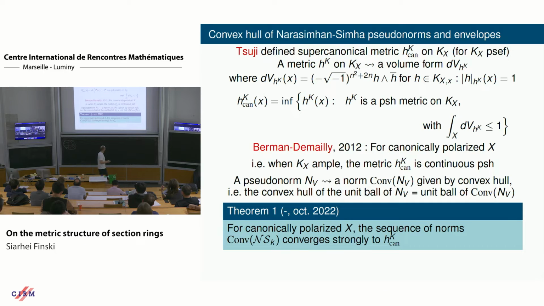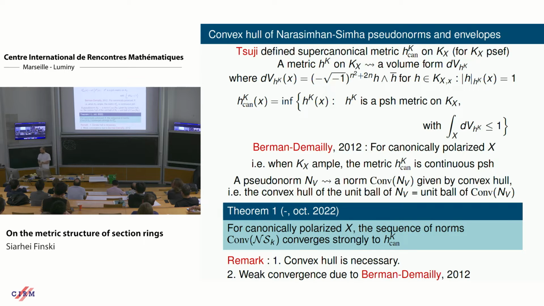I'd like to make the following first remark. For very trivial reasons, without the convex hull, this statement will be false. I don't want to explain this in detail, but the convex hull is absolutely necessary here. And I'd like to say that weak convergence was previously proved by Berman and Demailly in the last chapter of their paper.